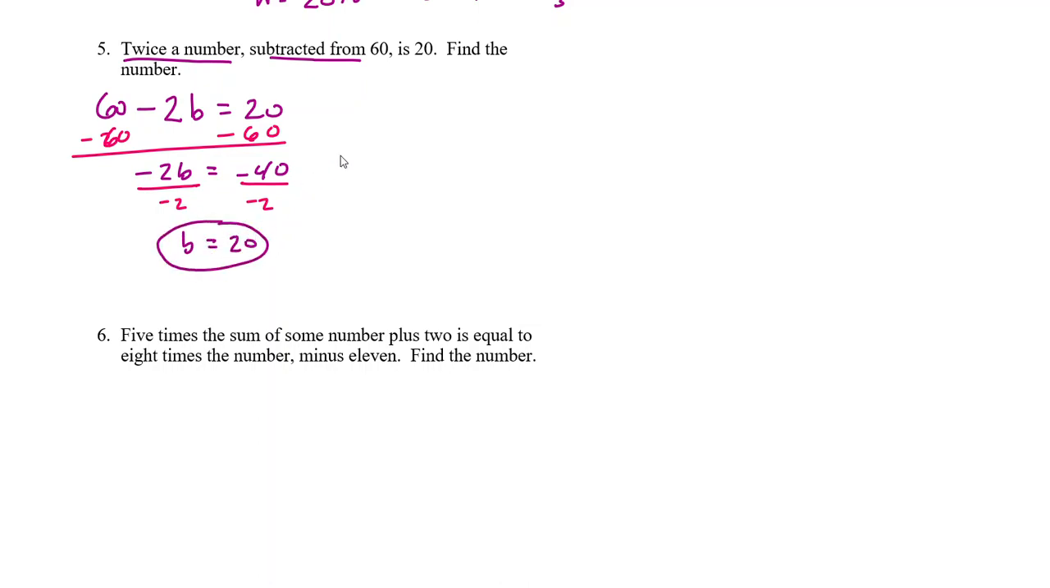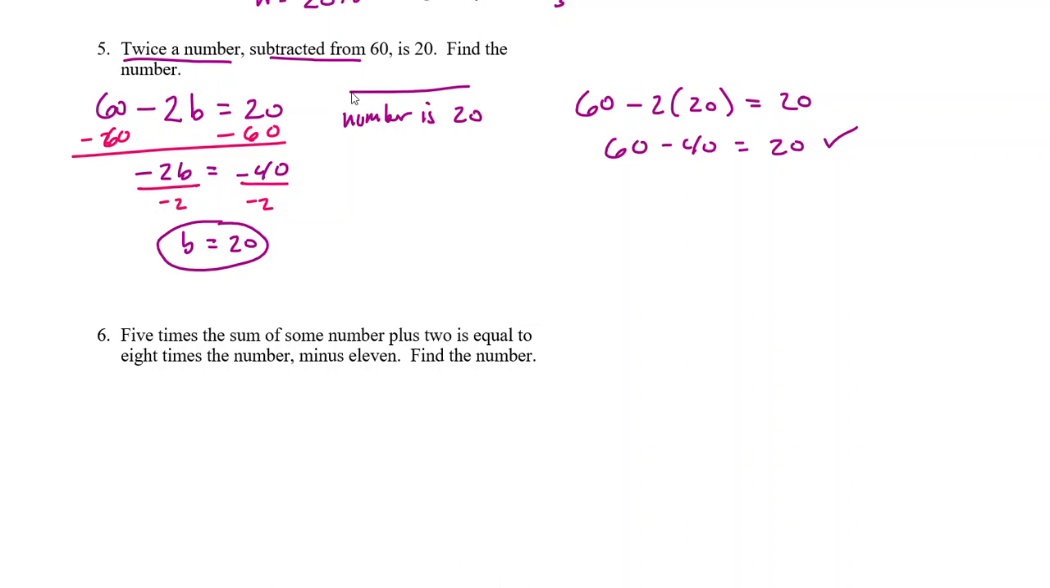Now we think that's the answer, but let's check it. 60 minus 2 times 20 equals 20. 2 times 20 is 40, so that's 60 minus 40 equals 20, and that's certainly true. So the number is 20. That's my final answer. That's my final solution, and here is the equation that I had to set up to get that solution.